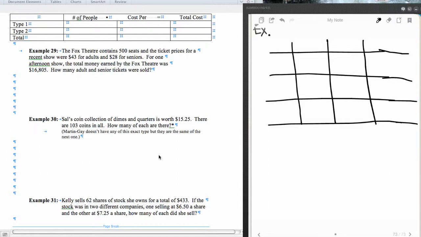So Sal's coin collection of dimes and quarters is worth $15.25. There are 103 coins in all. How many of each are there?